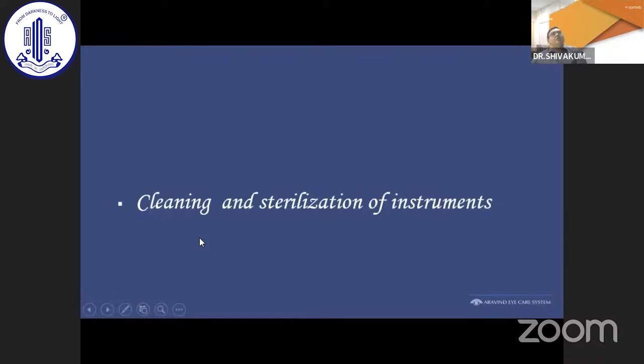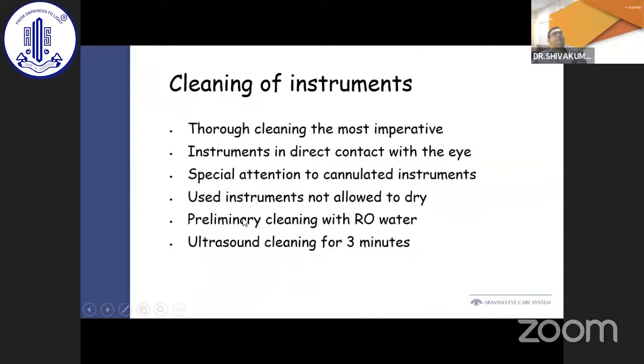Coming to the cleaning and sterilization of instruments, which is probably the most important part for prevention of endophthalmitis. It is imperative because these instruments come in direct contact with the eye, and special attention is to be given to the cannulated instruments. And these instruments which have been used should not be allowed to dry, because it is difficult to remove the organic material and the debris which stick to these instruments.